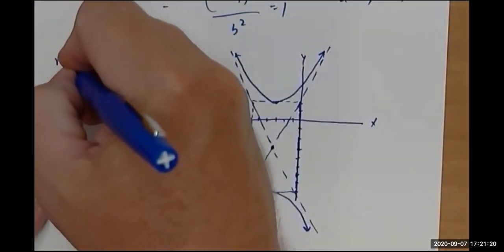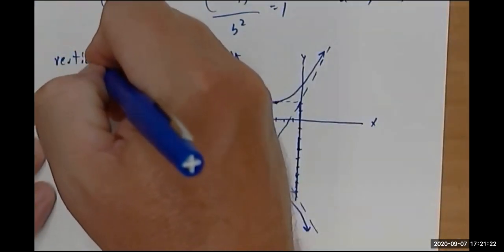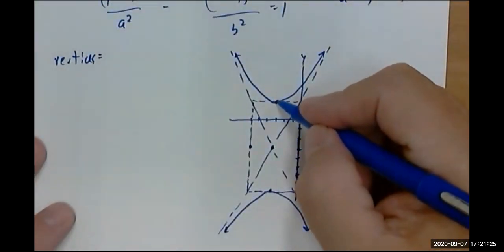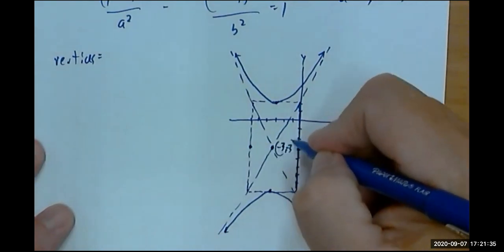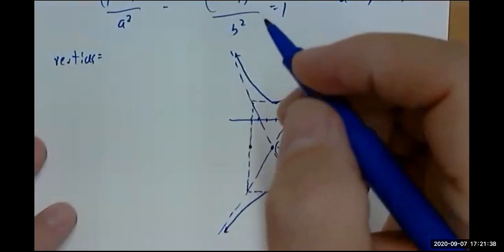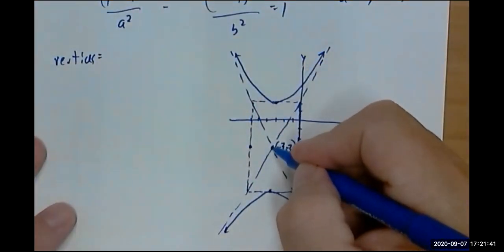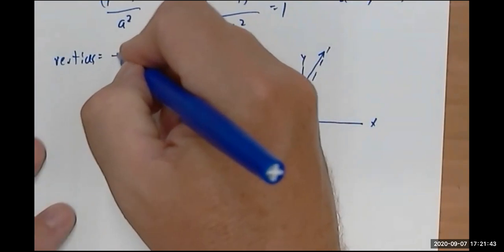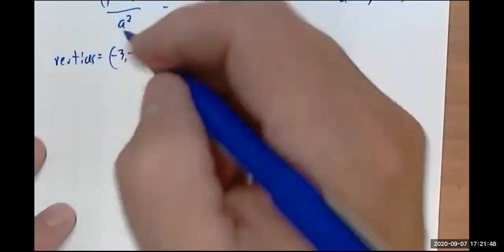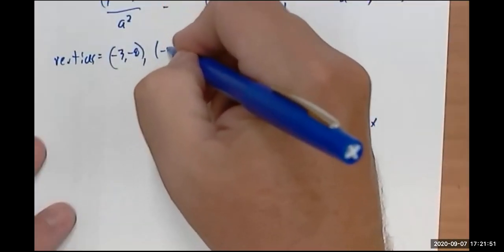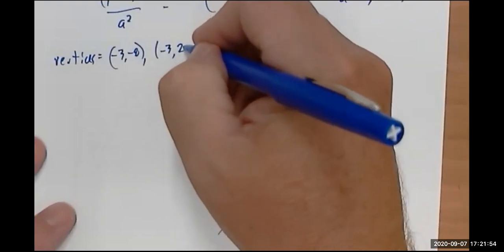So they're going to ask me for the vertices, which are these ones right here. And I moved 5. Now, this center is at -3, -3. Let's do this one first. I moved down 5. That made it -3, -8. When I move up 5, it made it -3, 2.